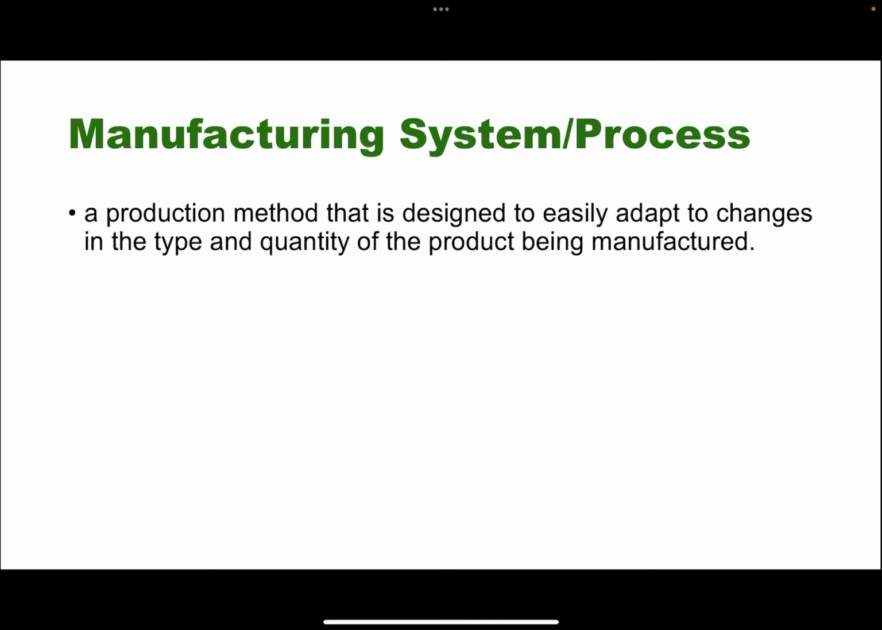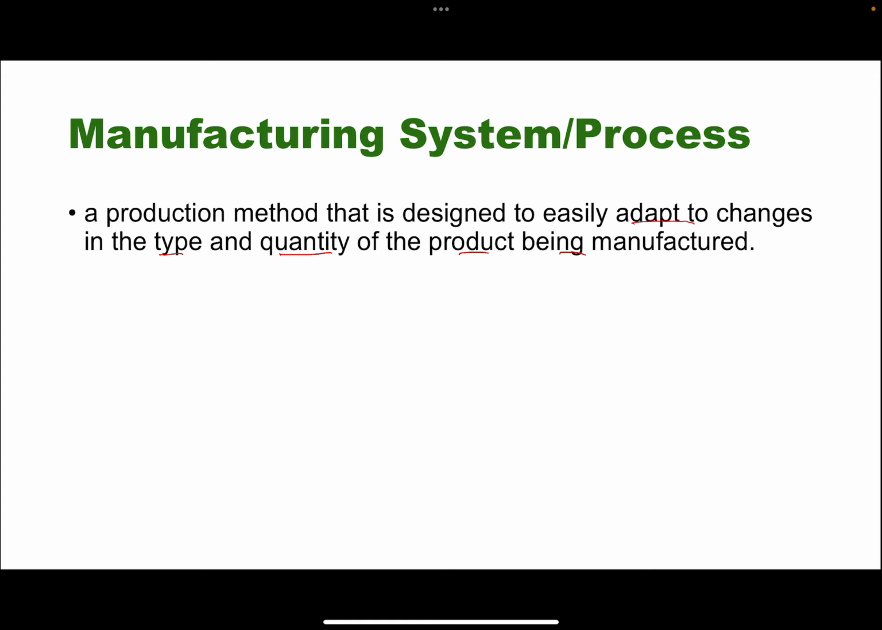So let us first see what exactly is manufacturing. A manufacturing system is a production method that is designed to easily adapt to changes in the type and quantity of the product being manufactured. Suppose you are manufacturing a car, that is a manufacturing system. We will see what type of manufacturing system that is in the next slide.